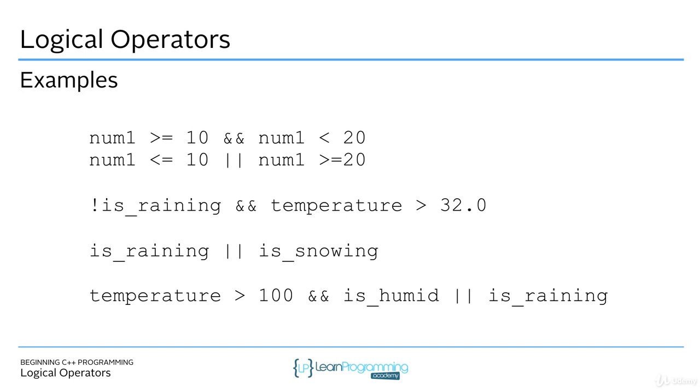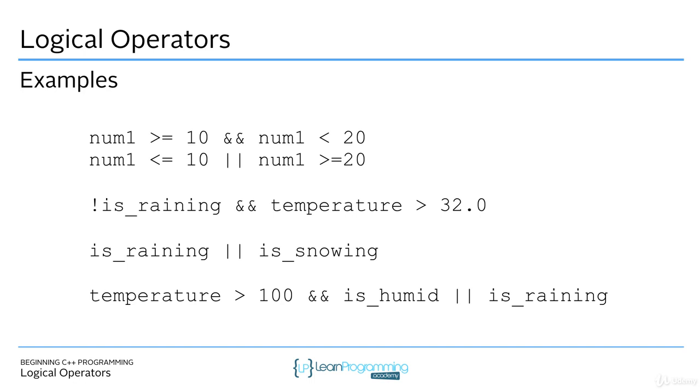In the next logical expression, we're using a logical OR. In this case, either expression or both can be true for the entire expression to be true. So if num1 is less than or equal to 10, then the entire expression will be true. Also, if num1 is greater than or equal to 20, then the entire expression will be true. Notice how both expressions cannot be true, since num1 cannot be less than 10 and be greater than or equal to 20 at the same time.